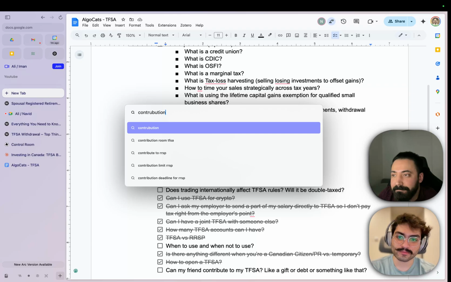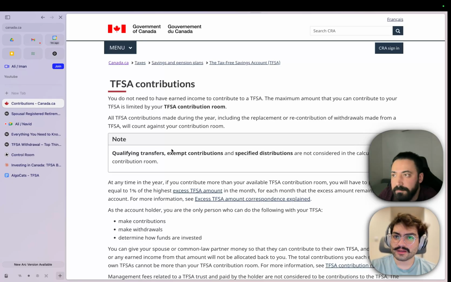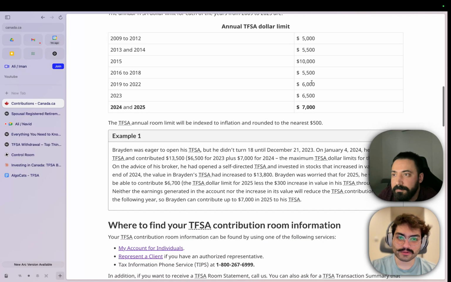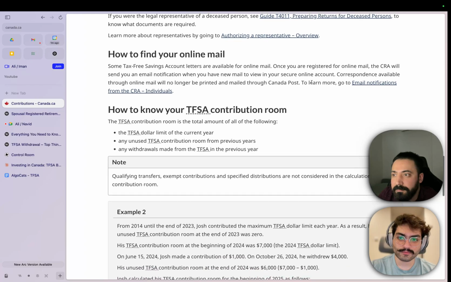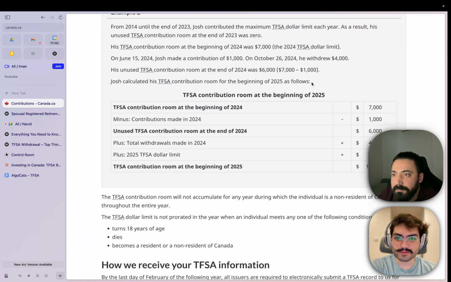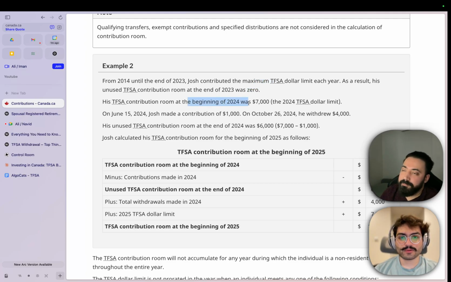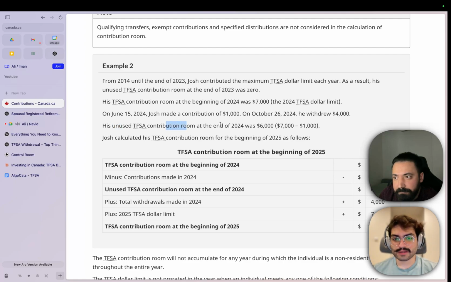Contribution room TFSA. So the Canadian government website has a chart here on the annual limit. So let's look at this example. It says from 2014 until the end of 2023, Josh contributed the maximum to his TFSA each year. His unused TFSA was 0. His TFSA contribution room at the beginning of 2024 was 7,000. On June 15th, he made a contribution of 1,000. Then on October 26th, he withdrew 4,000. His unused TFSA contribution room at the end of 2024 was 6,000. So it was 7,000 minus the 1,000 he had already contributed.